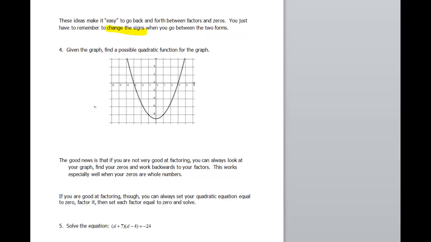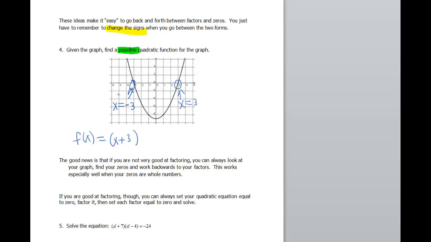All right, so this one, I gave you a picture. Find a possible, and here's the key word, possible, quadratic function for this graph. Okay, so I'm looking at this graph and I see a zero here at negative 3. And I see a zero here at positive 3. Well, that's nice and symmetric for us. I want to find a function though, so let me start with my function notation. f of x equals, so if x equals negative 3 is a zero, I have to change the sign. So that would be x plus, oopsie, not 4, 3 is a factor. I don't know where that 4 came from.